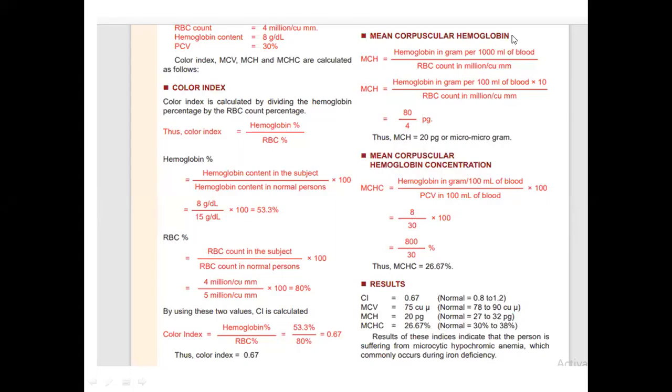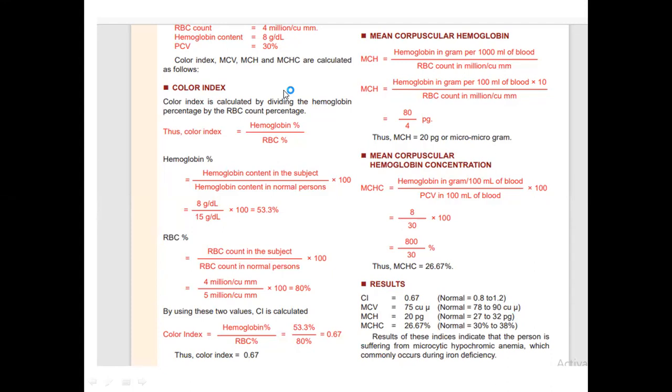So for all our calculations, we're going to assume that the patient we're using has a red blood cell count of 4 million, hemoglobin content of 8, and a packed cell volume of 30%. All of these are lower than the normal value that we're supposed to get.